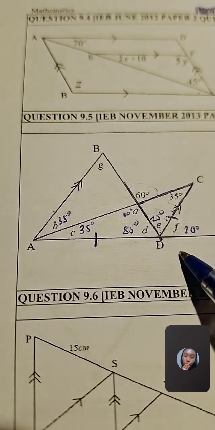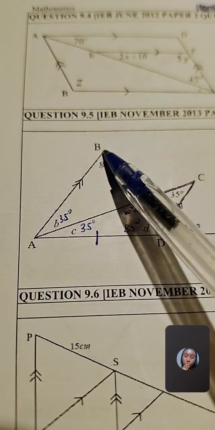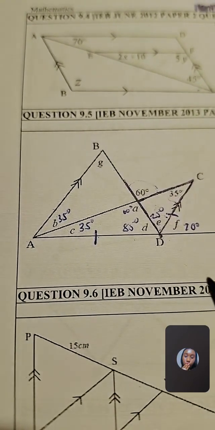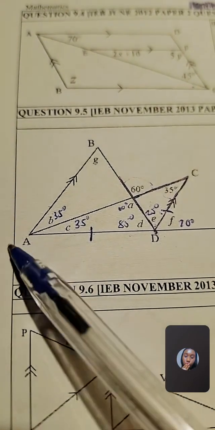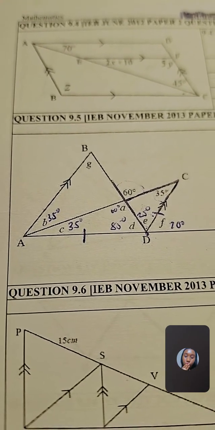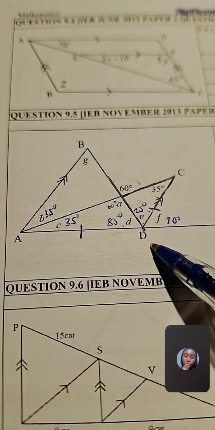Or you can look at G. Look at this Z shape. So this G is equal to E, which is 25 degrees. Alternate angles. AB is parallel to DC. You must state the lines that are parallel when it comes to the whole idea of alternate angles, corresponding angles, and co-interior angles. Okay, so you could use the sum of angles in a triangle to get G. You could use alternate angles to get G. All right.